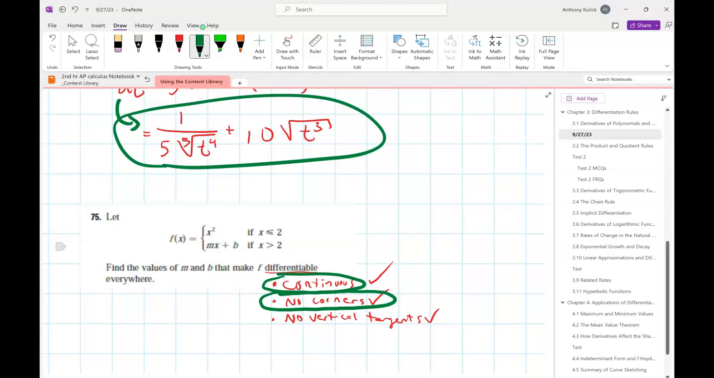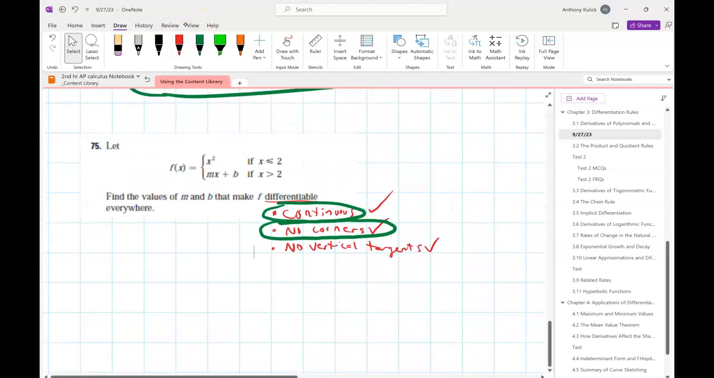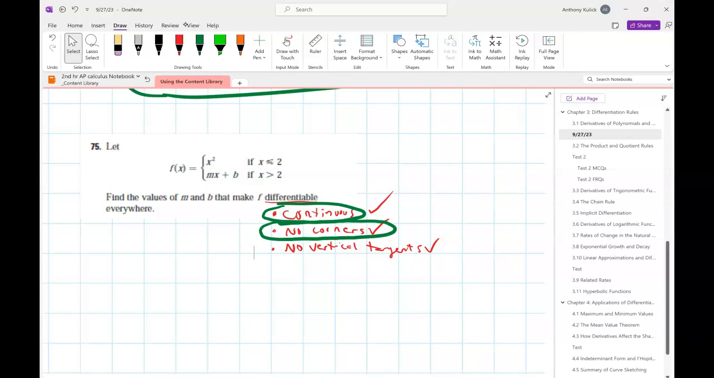Everybody's good with that? So for the continuity piece, do I need to worry about f or the derivative of f? No, just f. So the continuity piece all has to do with f, because we need f to be continuous to at least have the possibility of differentiability, right? If you have a discontinuity, we know we're not differentiable there, right? But continuity is all about the function, not about the derivative, right? So what do I need to show for continuous?